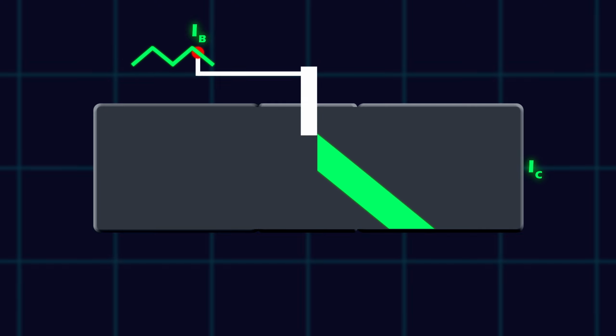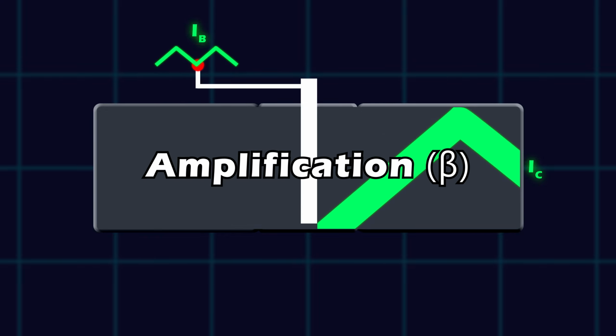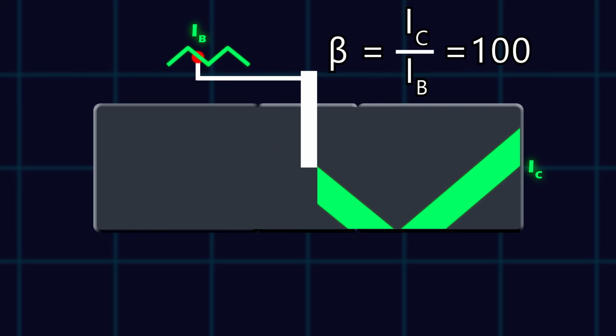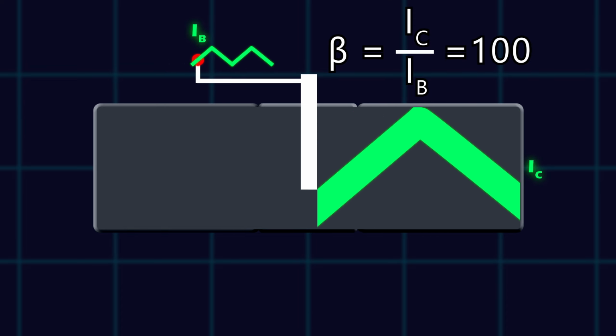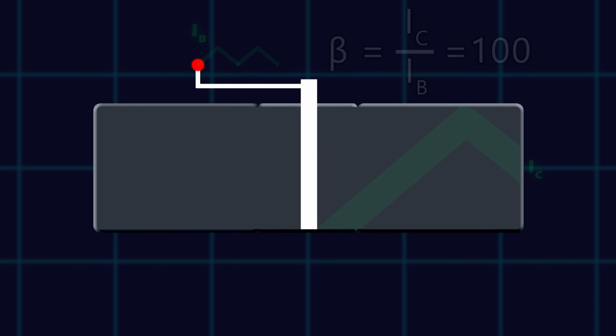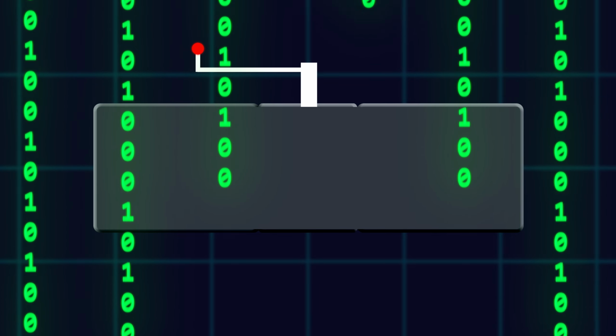If the base signal increases by a tiny fraction, the massive flow from the battery increases by the exact same ratio. This is amplification. It allows a weak signal, like the vibration of a microphone, to dictate the shape of a massive wave of power. In a computer, we simply push this to the limit, using that tiny base signal to slam the gate between fully blocked and fully open. This creates the lightning-fast ones and zeros of the digital age.